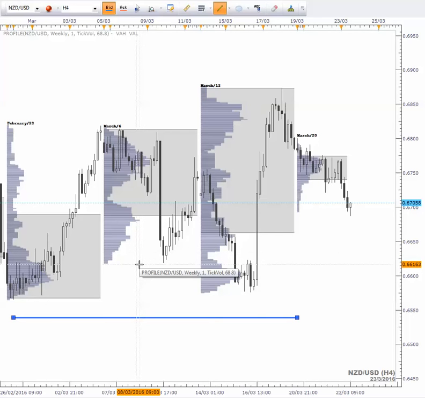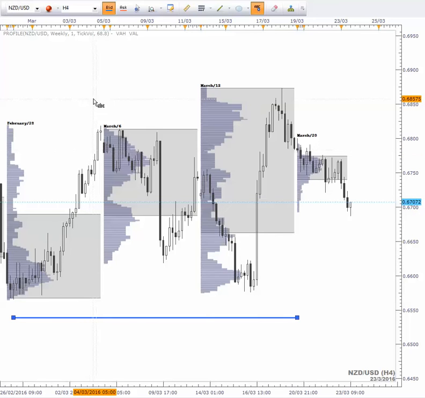So the live and developing volume profile will have limited value. And the earlier it is in the profile time period, the lesser of an impact it will have. So ideally, I want to look at the previous period's volume profile to guide me, to give me direction in which way price wants to go.